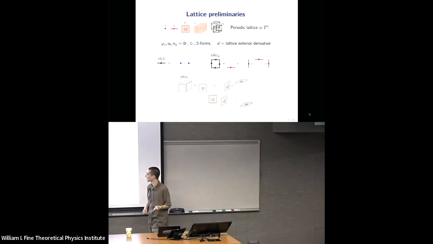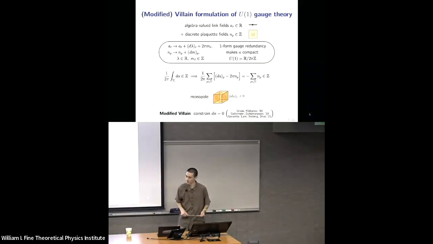So d phi, if phi is a 0 form, that's just giving you the difference of phi on the 2 endpoints of the link. For dA, you just have this signed sum of link variables going around the plaquette and so on. Okay, so at the heart of this construction is this modified Villain formulation of abelian gauge theories.